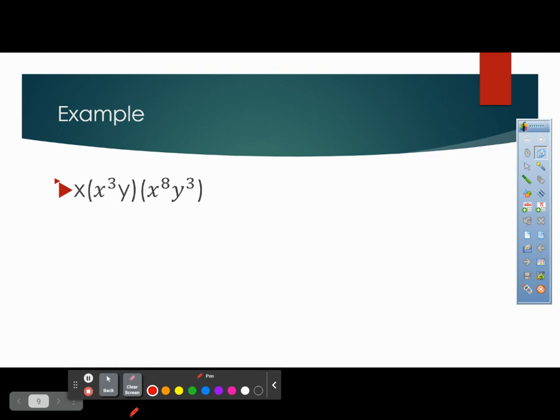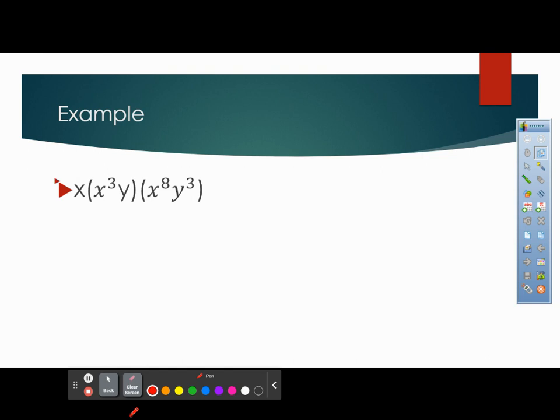Here's number 4. I'll give you a second to write this one down. X times x to the 3rd y times x to the 8th, y to the 3rd. That's a lot of writing. You need to be writing the problem down.